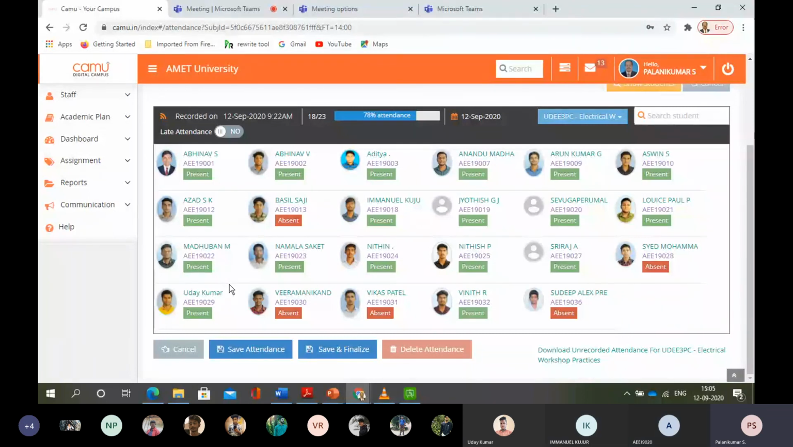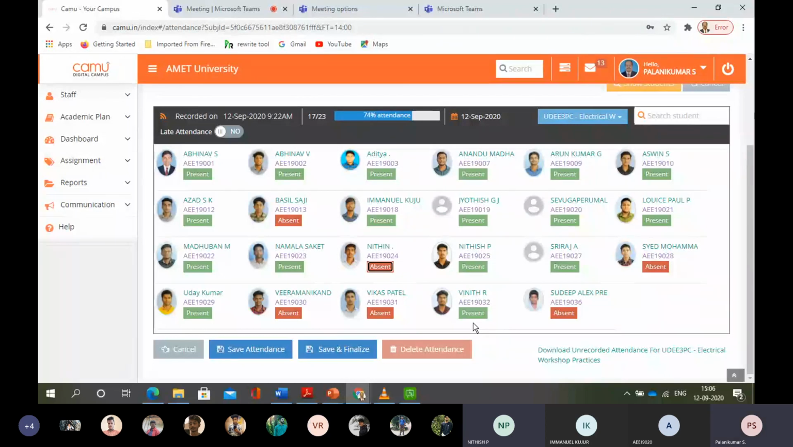Madhuban. Present, sir. Namla Shakir. Yes, sir. Nitin. Nitin is not there. Nitish. Present, sir. Sriraj. Present, sir. Syed Mohammed. Absent, sir. Uday Kumar. Present, sir.